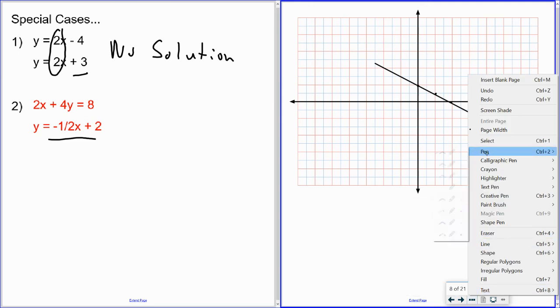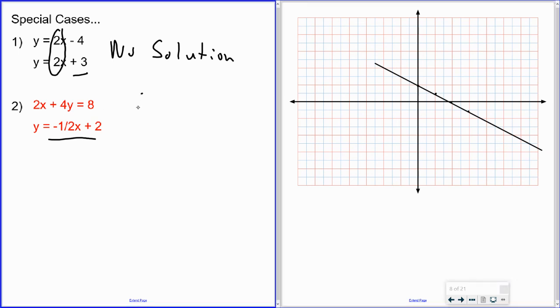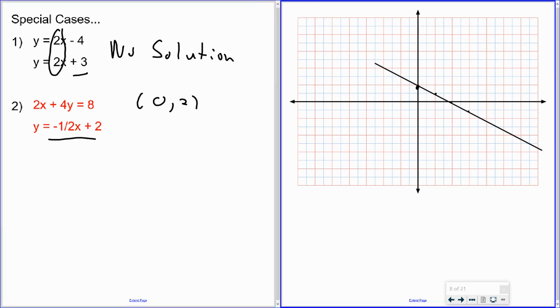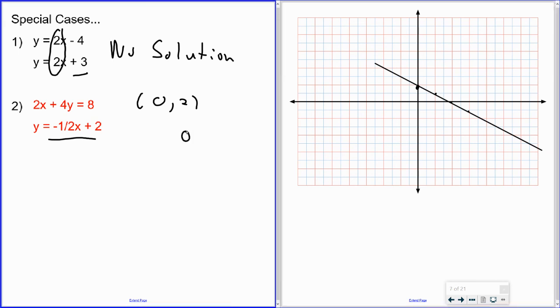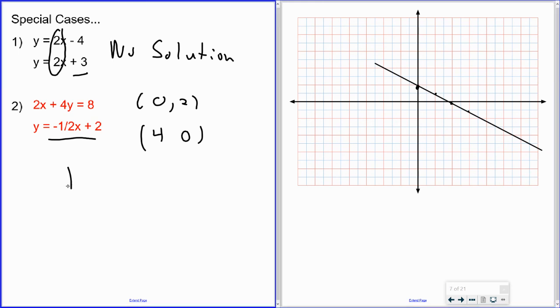The second one's not quite as easy. It looks a little worse. Hey, but notice those numbers play nice. Let's do it that way. Okay, this is in standard form. So if I put a 0 in for the x, the y is 2. So over 0, up 2, put a dot. And if I put a 0 in for the y, that's a 4. So, oh my gosh, they're the same line.